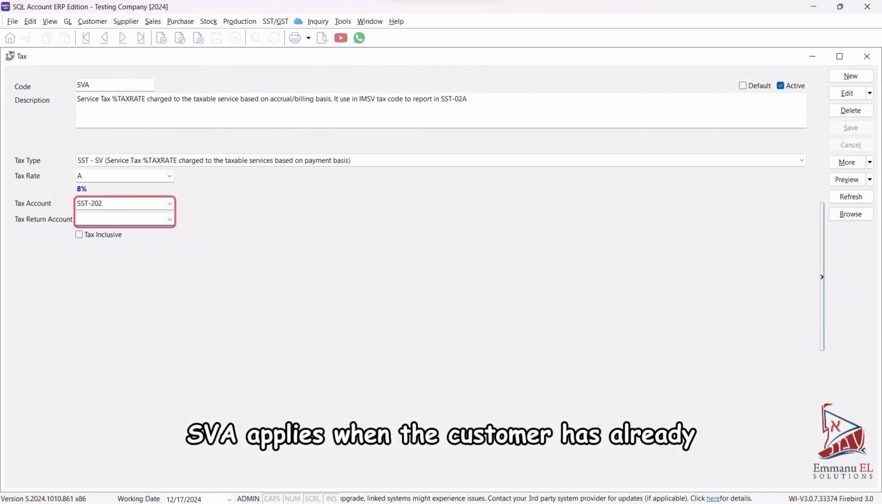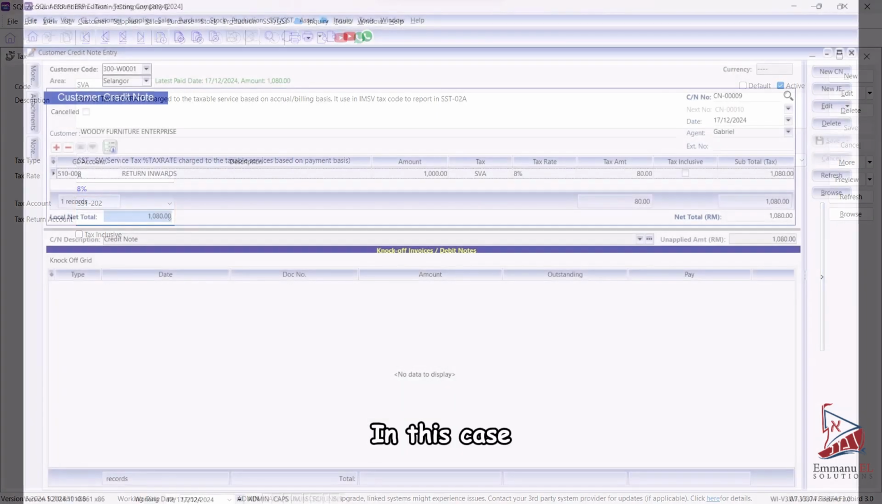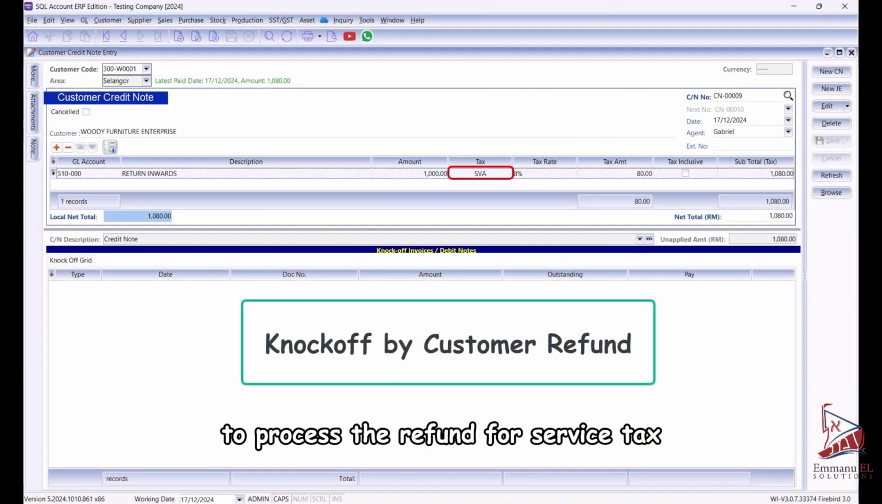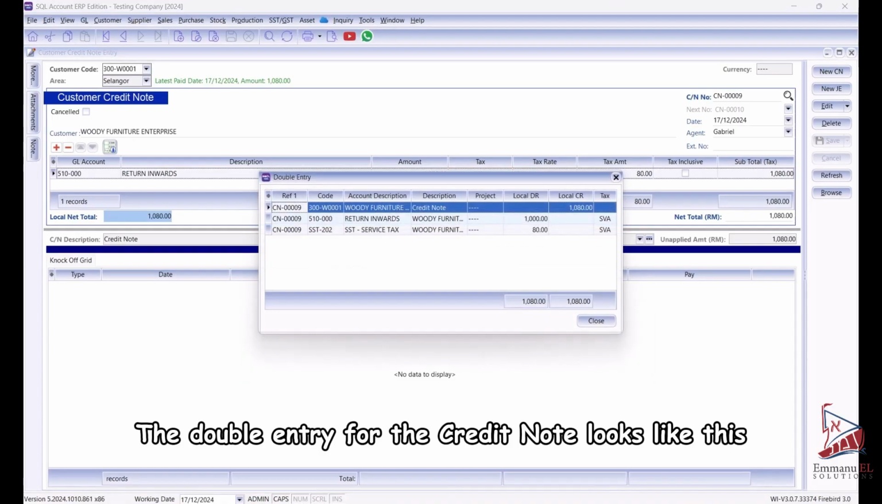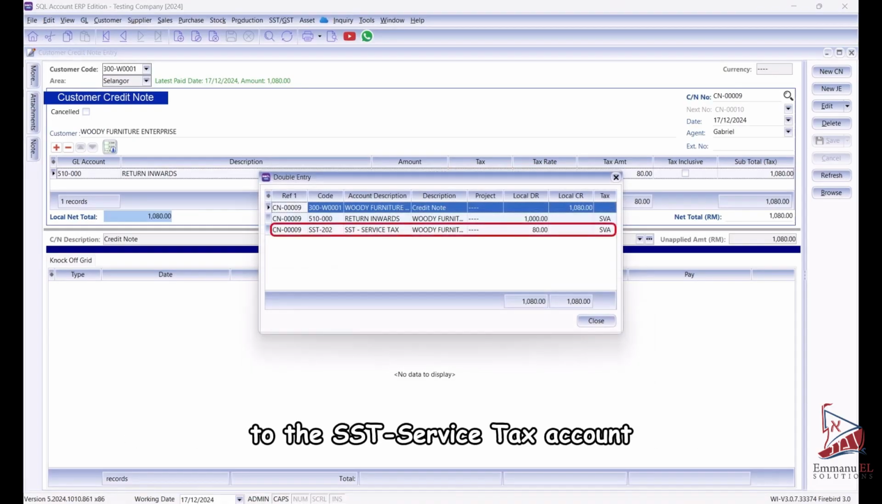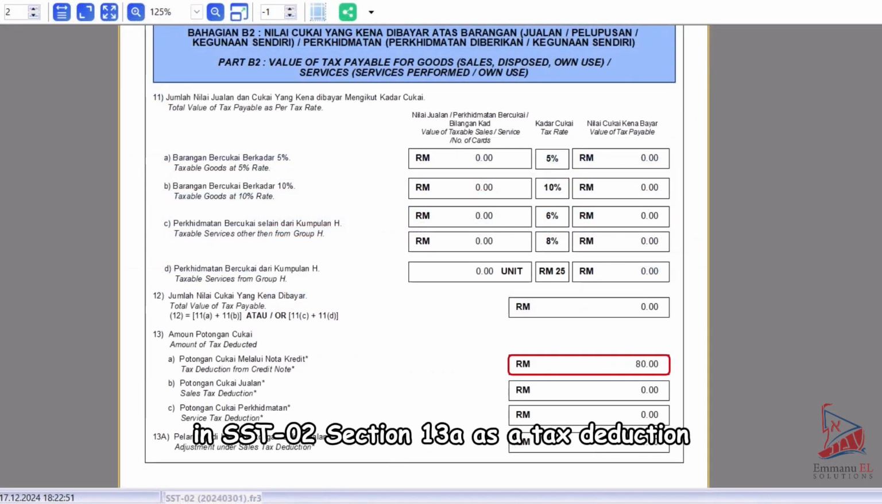SVA applies when the customer has already made payment, the service is later cancelled, and the customer requests a refund. In this case, a credit note is issued using the SVA tax code to process a refund of the service tax. The double entry for the credit note looks like this. Selecting the SVA tax code will debit the tax amount to the SST service tax account. This credit note adjustment is reported in SST 02 Section 13A as a tax deduction.